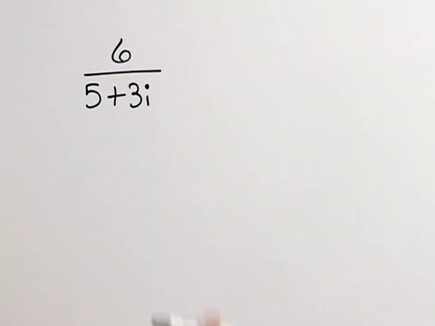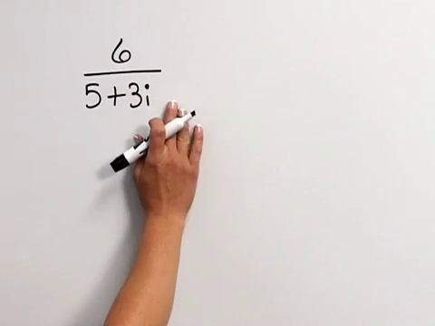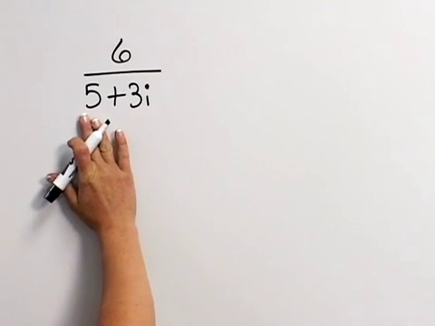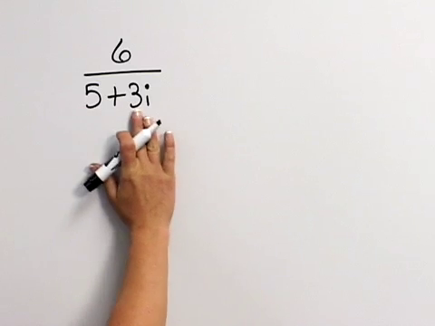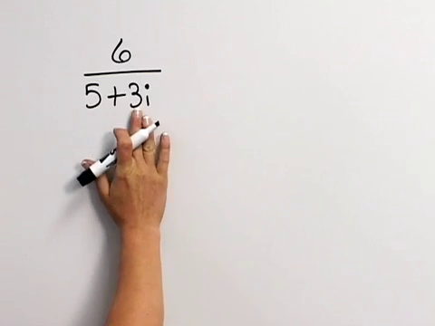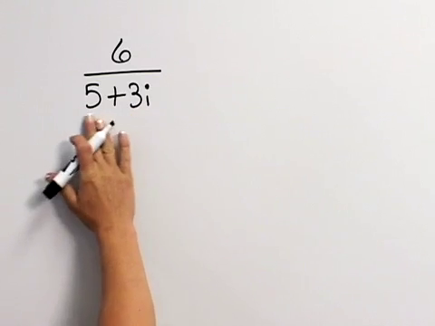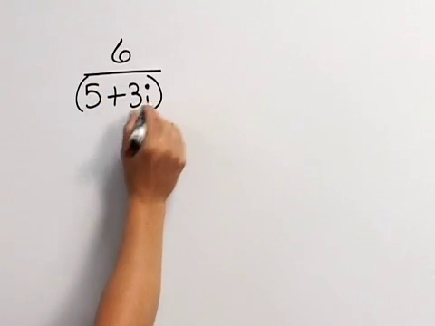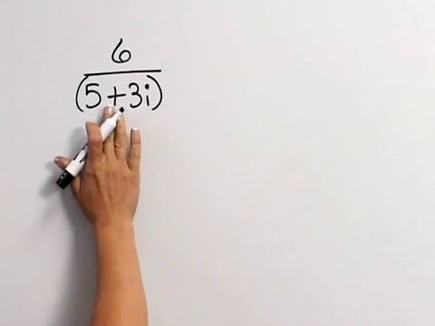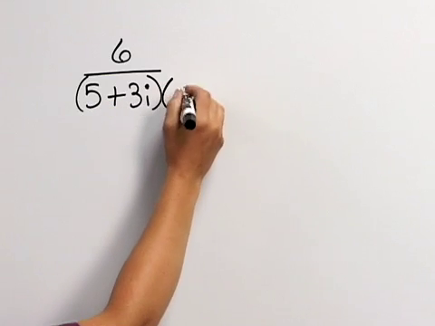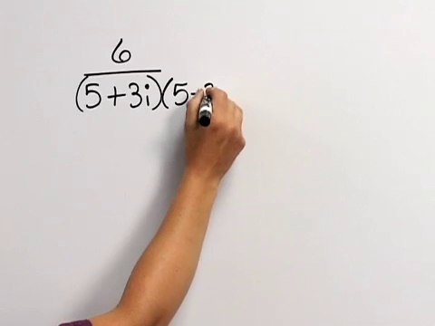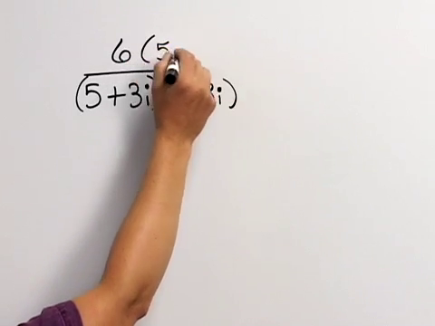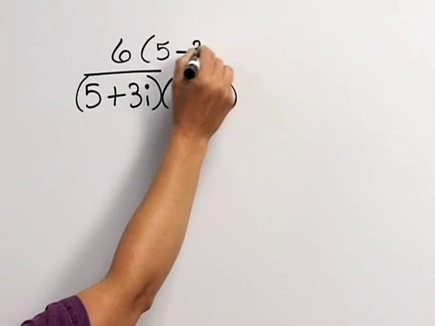This particular problem has a fraction bar indicating division. Since we're dividing by an imaginary number, that is actually a complex number, so it has a real portion and it has the imaginary number, we need to multiply by the complex conjugate, which is going to be almost identical, except instead of addition, it's going to have the opposite sign, which is subtraction.